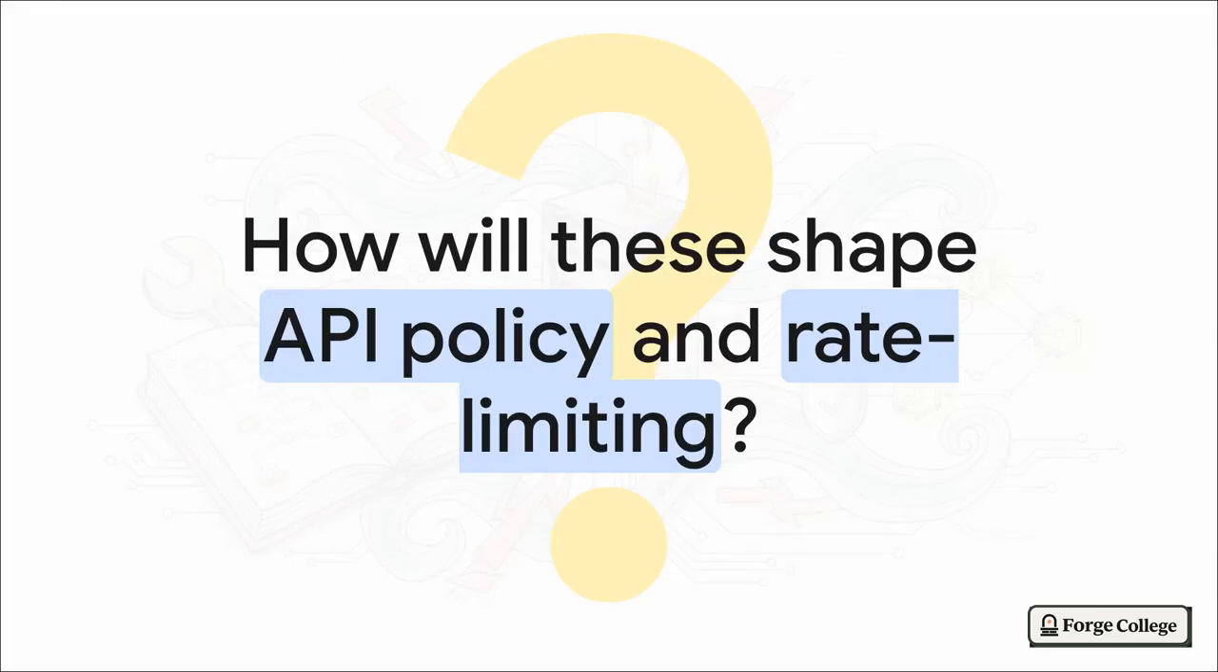I'll leave you with this provocative thought. When you're writing these emergency playbooks, you're actually making really crucial decisions about temporary throttling and endpoint failovers. So how will these emergency containment actions ultimately shape your permanent API policy and rate limiting rules? Well, that is exactly what we'll be exploring in our next module on CORS and rate limiting strategies.